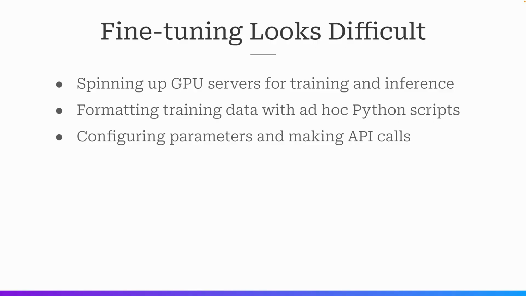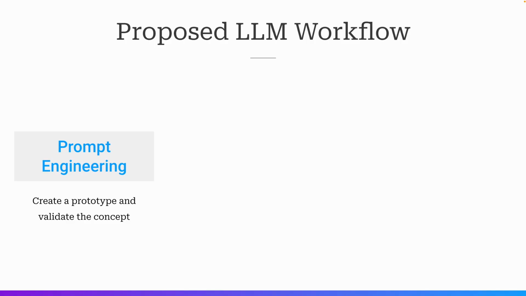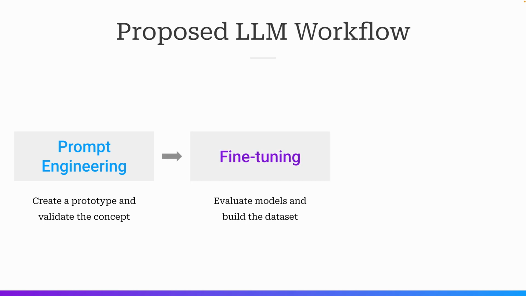And what I've spent the last 10 months working on at Entry Point is answering the question, why can't all of that be automated with a convenient user interface? And it turns out that is totally possible. And it changes the game. Because if you don't need developers to do your fine tuning, well, then you can start with prompt engineering. You can create a prototype and validate the concept. Then you can create this really awesome, optimized, fine-tuned model. You can evaluate it to make sure it actually performs equal to or better than your prompt engineered version. And you can build the dataset using prompt engineering tools as well.